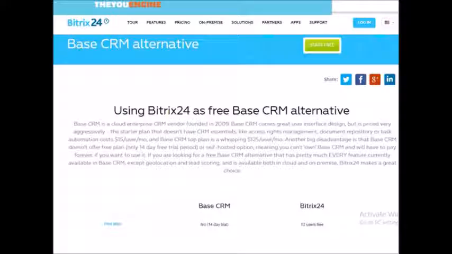Base CRM comes with a great user interface, but is priced aggressively. So, it's not really downplaying Base CRM completely. Well, it starts off by talking about it because it knows that you are coming from a path where you were researching about Base CRM. So that's how it starts off the conversation.